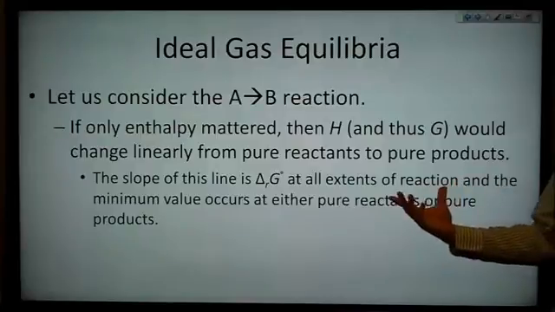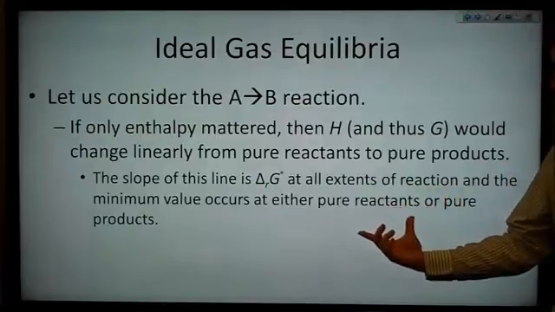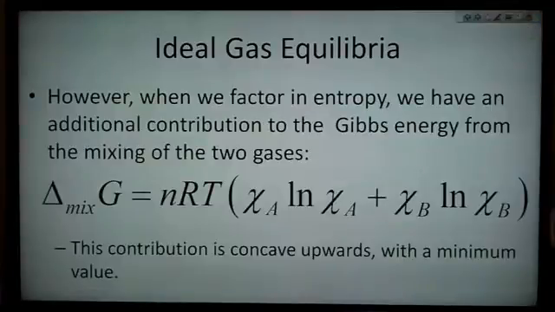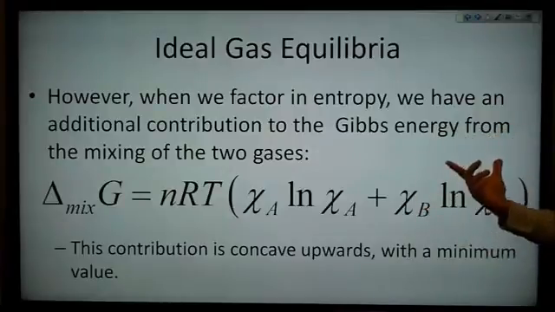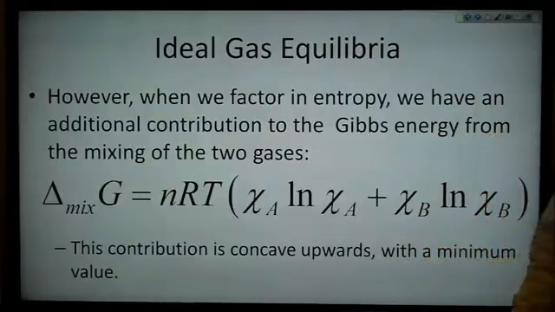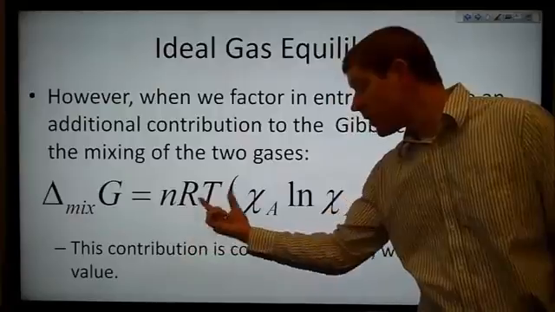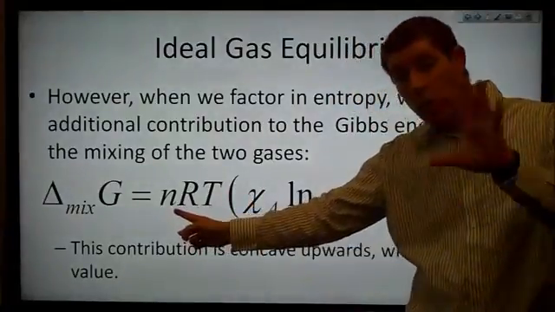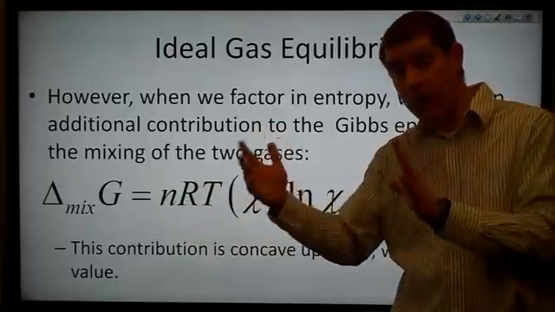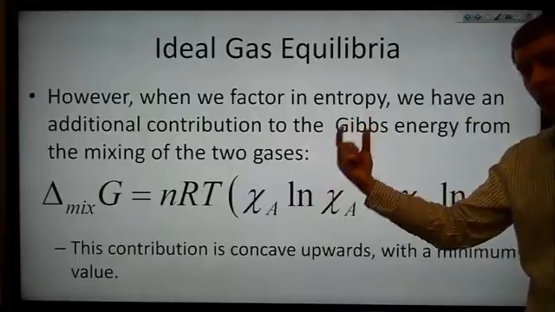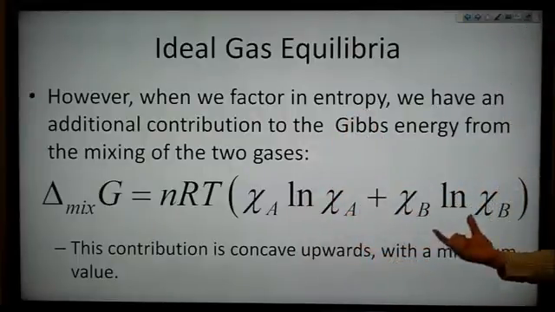This means that the minimum value of Gibbs energy would then occur at either pure reactants or pure products. But that's not what happens, because we need to factor in entropy. When we factor in entropy, we have an additional contribution to our Gibbs energy from the mixing of our two gases. Remember that the Gibbs energy of mixing is the number of moles of gas n times R times T. That n is the total number of moles of gas, not the number of moles of either one component. So nRT times the mole fraction of A times the natural log of the mole fraction of A, plus the mole fraction of B times the natural log of the mole fraction of B.